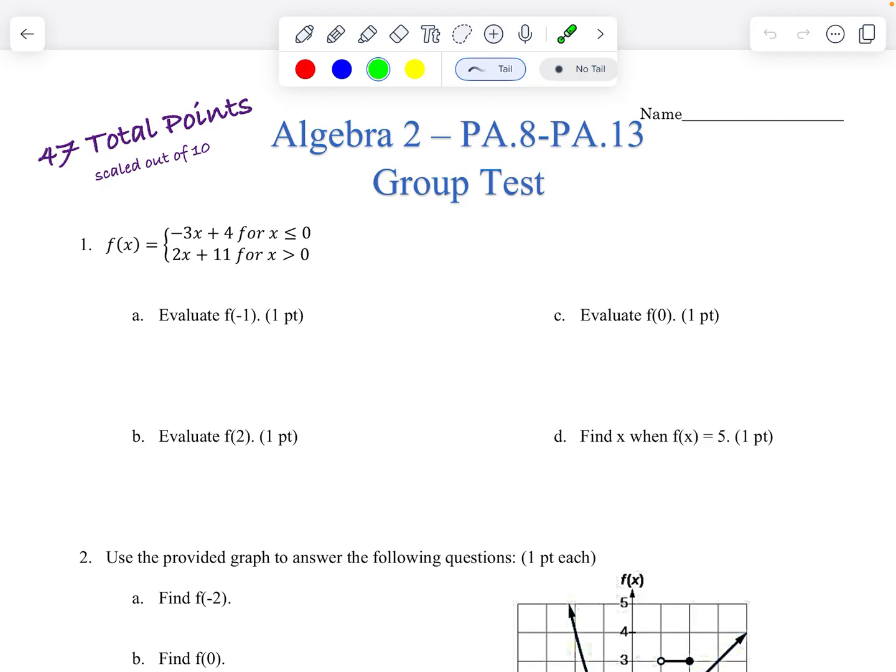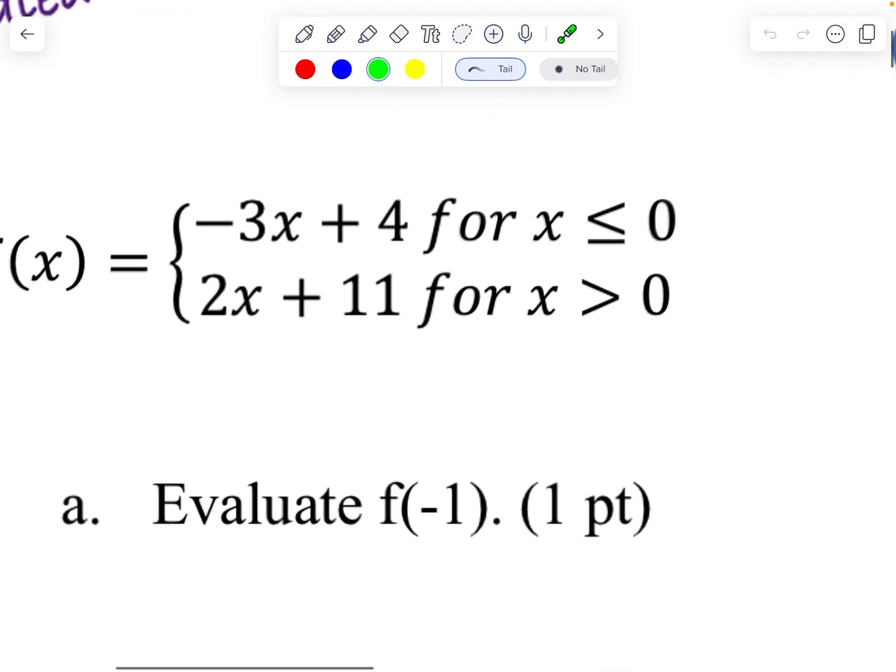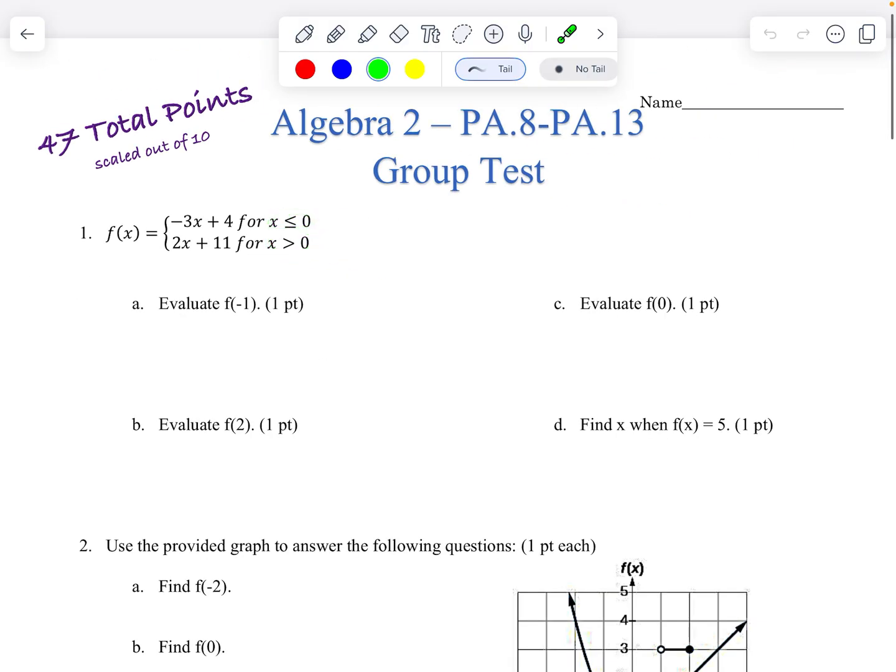On number 1, we have a piecewise function, and there are 2 different pieces, and you just have to choose the right piece based on what x value you're plugging in for A, B, and C. So remember, f of -1 means this is your x value, this is your x value, this is your x value.